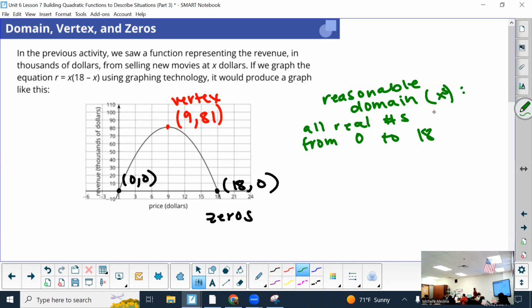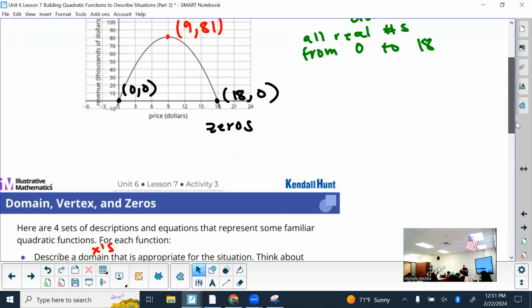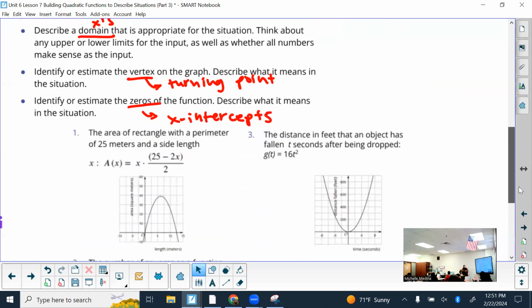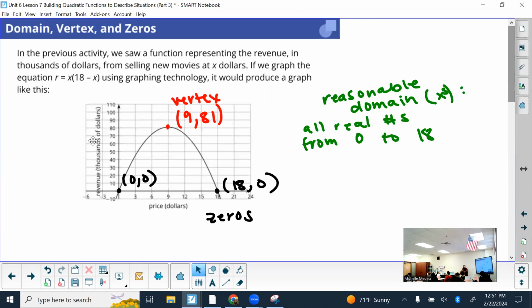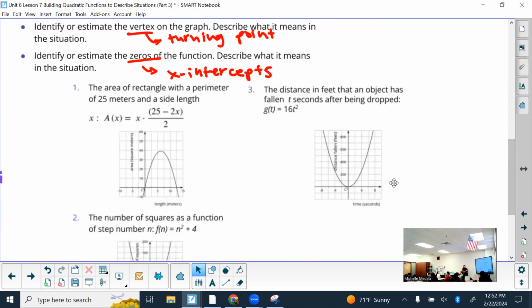So using this as a model, for the next 3, be able to identify your vertex, your zeros, and a reasonable domain. Table 4, what's my vertex of number 1? Your vertex should always be like a pair of numbers. 6, 40.